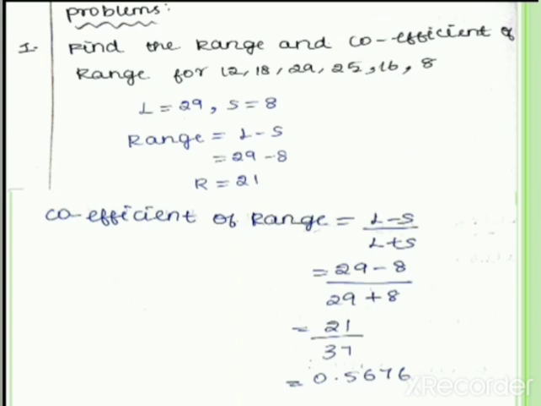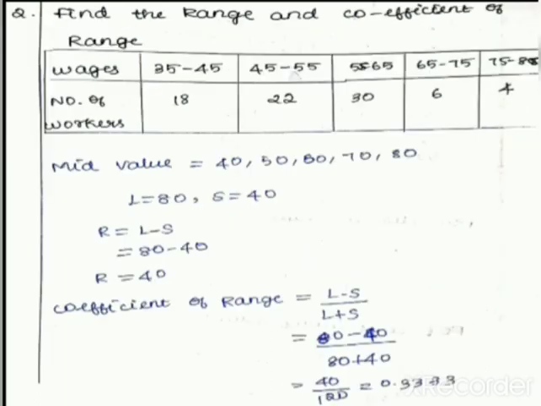And then coefficient of range. Our coefficient of range formula is L minus S divided by L plus S. So our largest number is 29 minus smallest number 8, divided by 29 plus 8, which is 21 divided by 37. So if we divide this, you will get 0.5676.